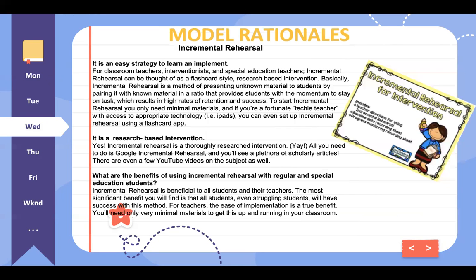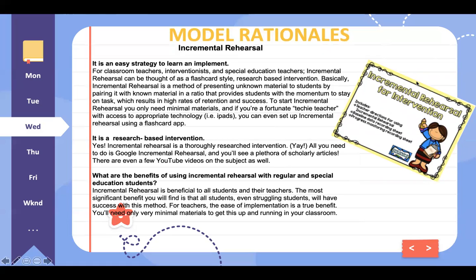Incremental rehearsal is also an easy strategy to learn and implement for classroom teachers, interventionists such as myself, and special education teachers. Incremental rehearsal can be thought of as a flashcard style research-based intervention. Basically, incremental rehearsal is a method of presenting unknown material to students by pairing it with known material in a ratio that provides students with the momentum to stay on task, which results in higher rates of retention and success.